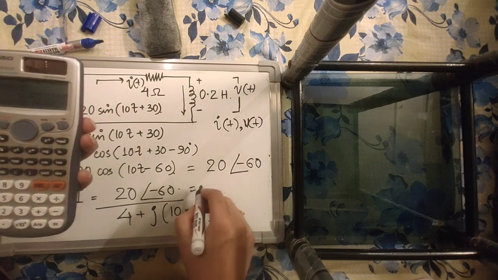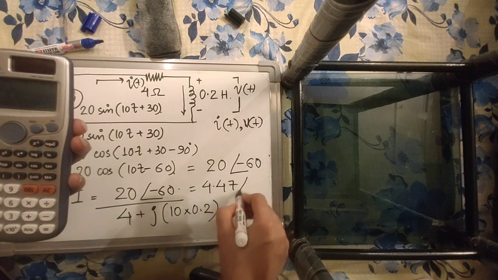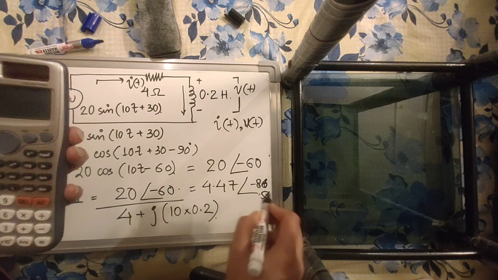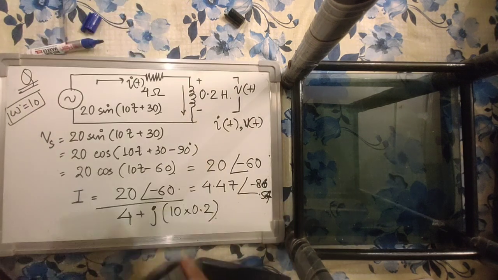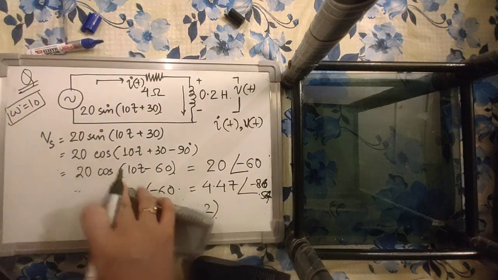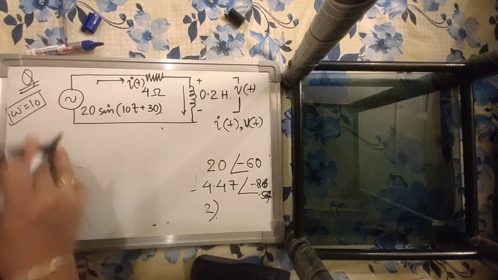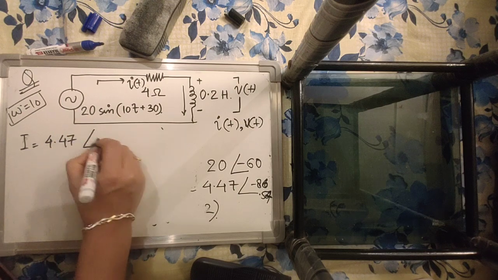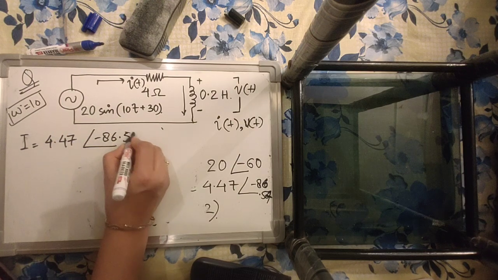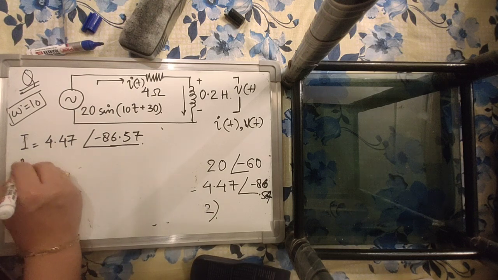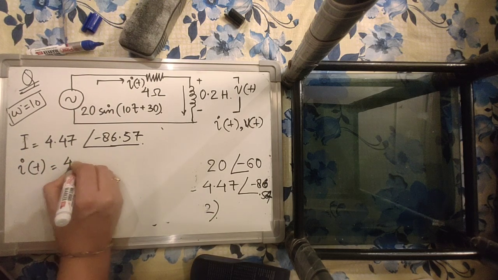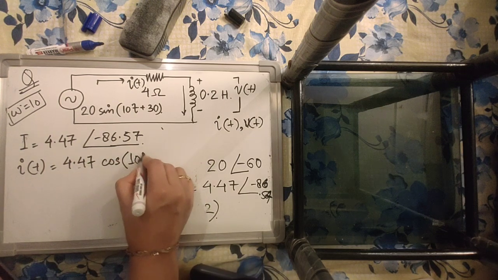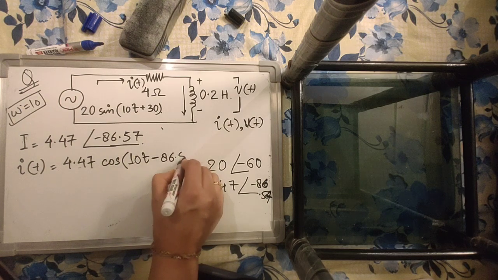I being equal to 4.47 at an angle of minus 86.57. So your current phasor is 4.47 at an angle of minus 86.57. If I want to write it in the time domain, I can write it as 4.47 cos of omega t, that is 10t, minus 86.57.